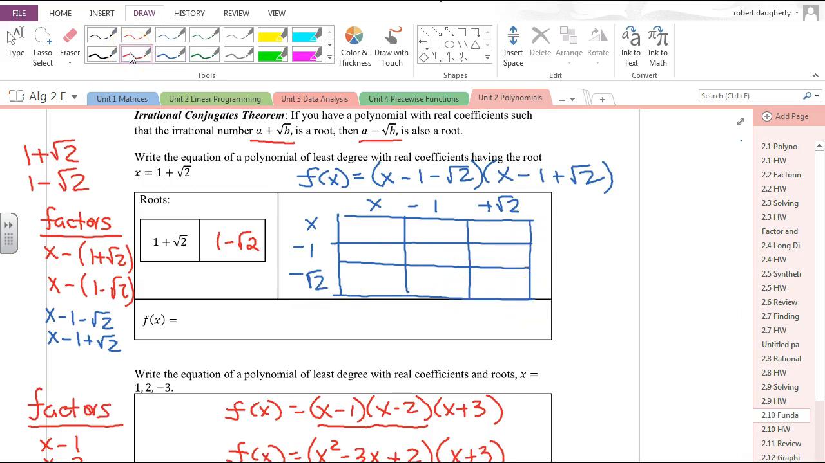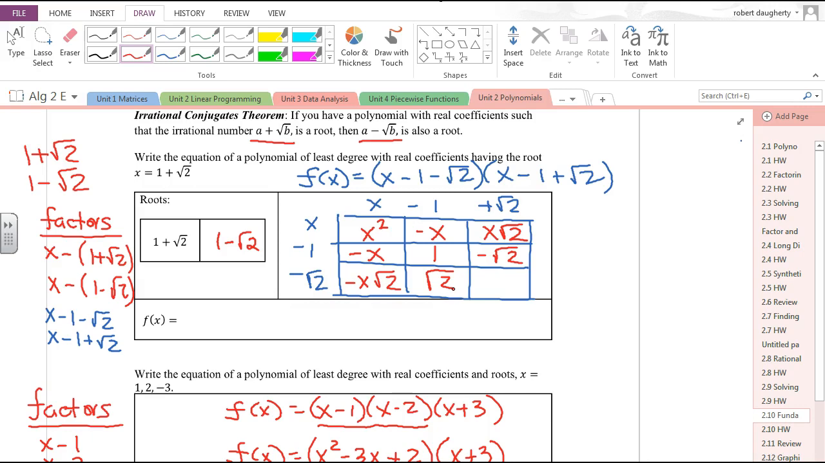X times x, x squared. X times negative 1, negative x. X times root 2. It's okay, right like that. What's negative 1 times x? Negative x. Negative 1 times negative 1, 1. Negative 1 times root 2, negative root 2. Negative root 2 times x. Negative root 2 times negative 1, root 2. Negative root 2 times positive root 2.